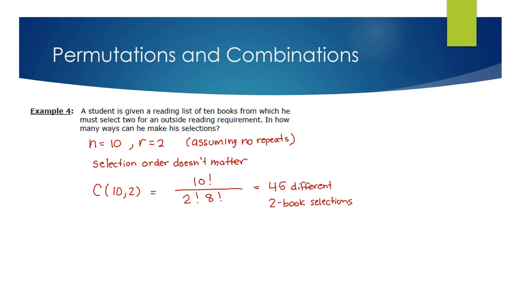So, if you're doing 10 times 9 and saying 90, that's because you're also saying, okay, if I reverse the order, it matters somehow, and it really doesn't. So that's why there's only 45 different 2-book selections you could have here, because the other way would count some of those more than once.